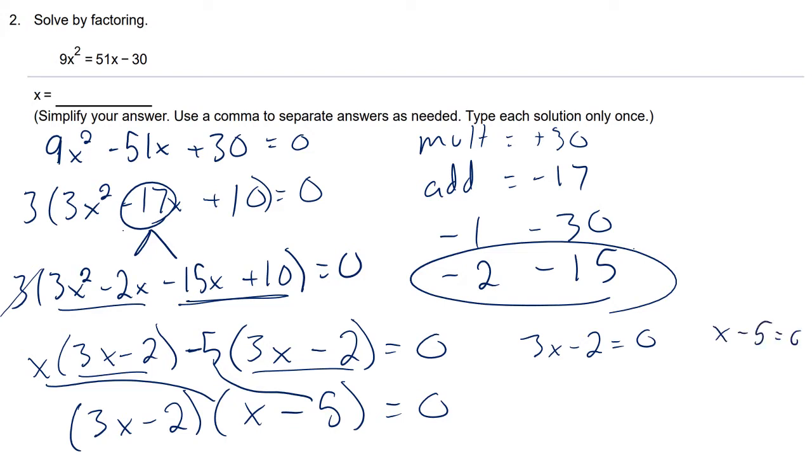And so x minus 5 equals 0 means that x equals 5. For 3x minus 2, I'm going to add 2 to both sides, and I get 3x equals 2, x equals 3 over 2. And so my two answers are going to be 3 over 2, comma, 5.